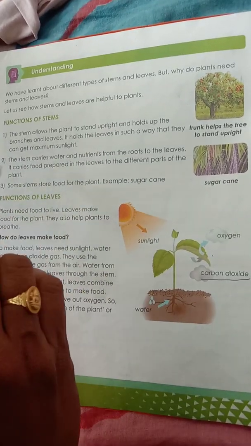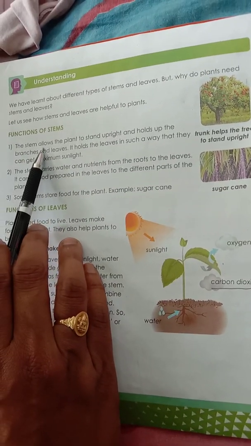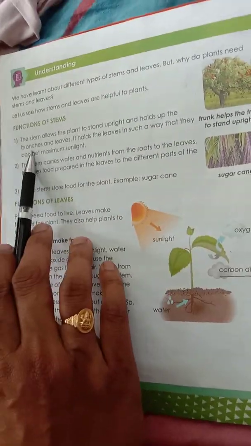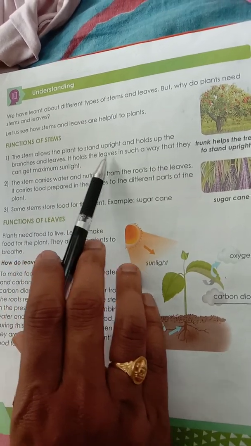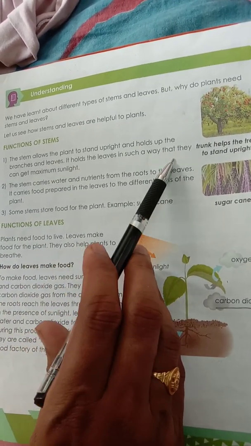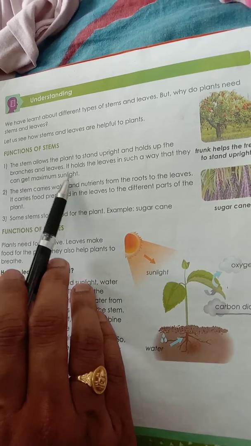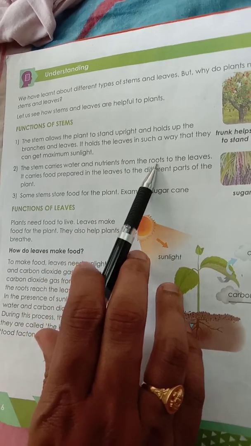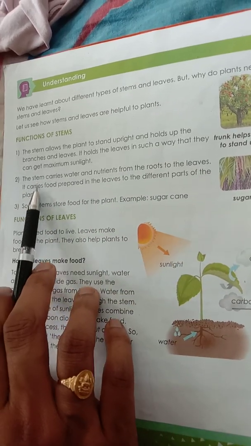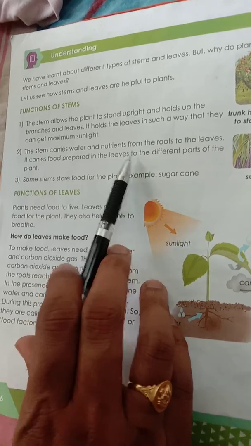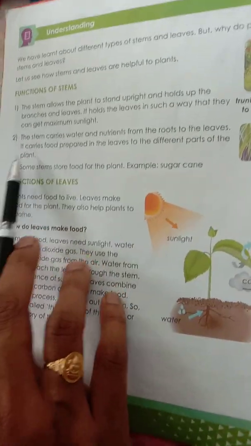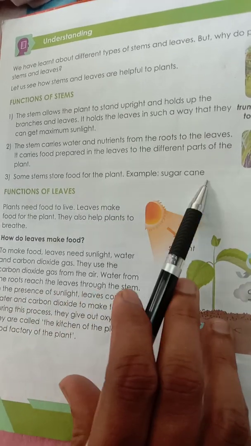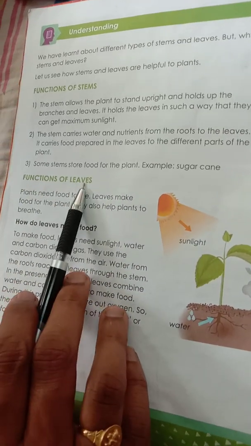Functions of stems. The stem allows the plant to stand upright and holds up the branches and leaves. It holds the leaves in such a way that they can get maximum sunlight. The stem carries water and nutrients from the roots to the leaves. It carries food prepared in the leaves to the different parts of the plant. Some stems store food for the plant, for example, sugarcane.